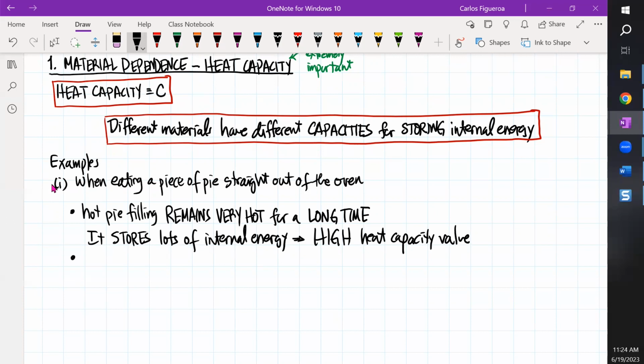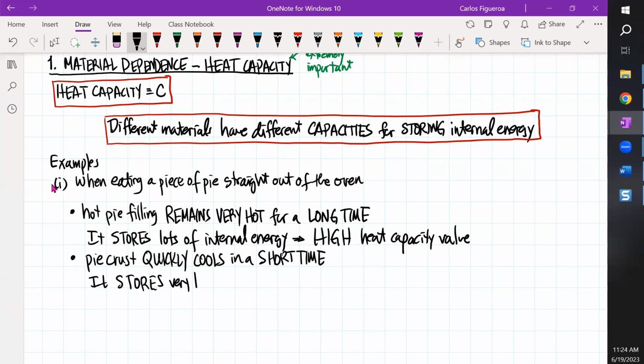On the other hand, if you take the pie crust, the pie crust quickly cools in a short time. So what does that say? It stores very little internal energy. So that means here it has a low heat capacity value.